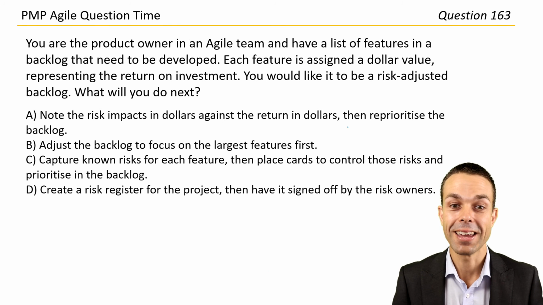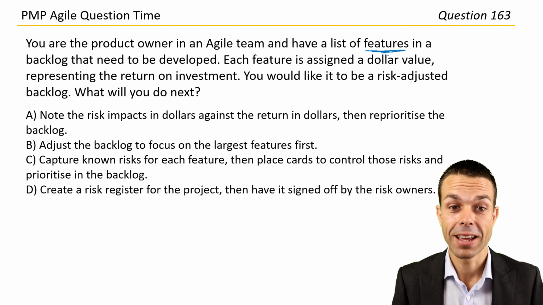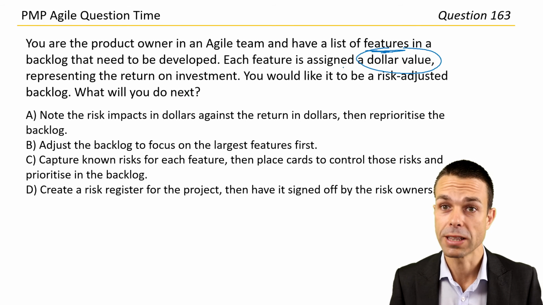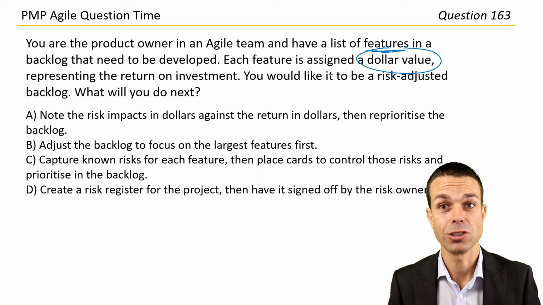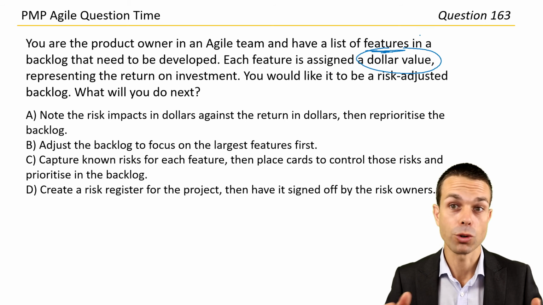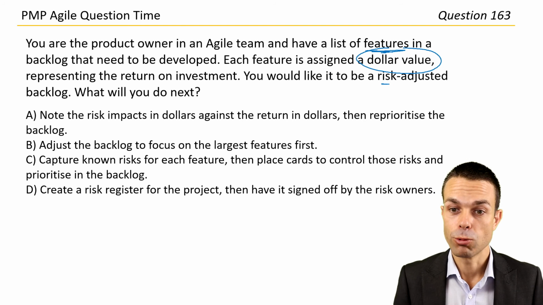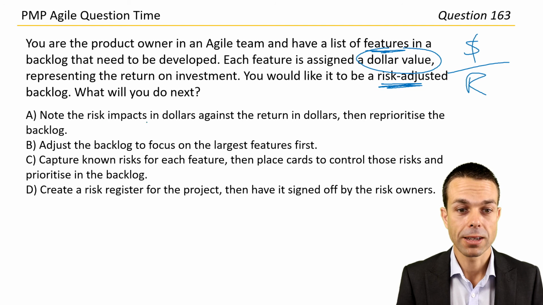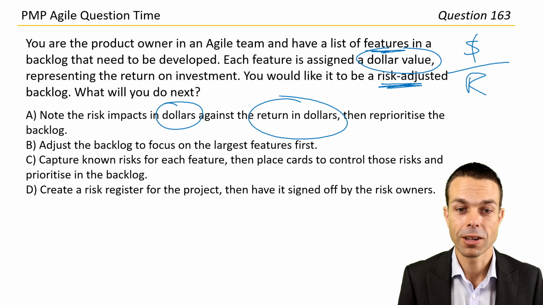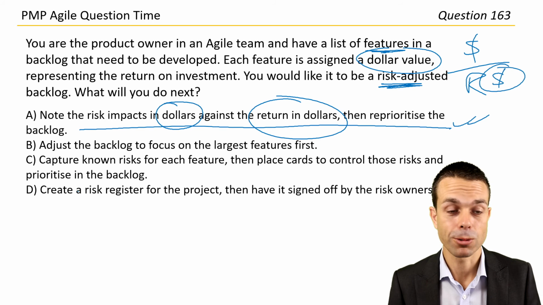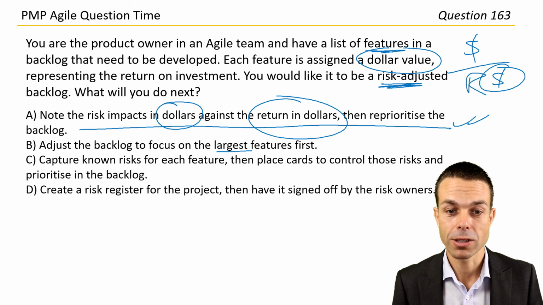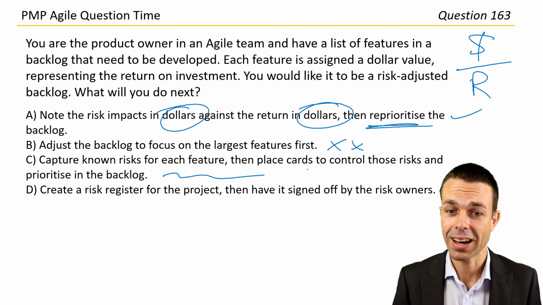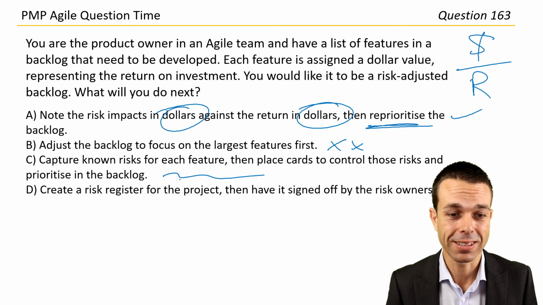You're the product owner in an Agile team and have a list of features in a backlog that need to be developed. Each feature is assigned a dollar value representing the return on investment. Now that is great. That's a good sign of a good product owner. You would like it to be risk adjusted, a backlog. So what will you do next? Note the risk impacts in dollars against the return in dollars, then reprioritize the backlog. Let's see what else we've got. Adjust the backlog to focus on the largest features first. Not necessarily. Capture known risks for each feature and then place cards to control those risks and prioritize in the backlog.